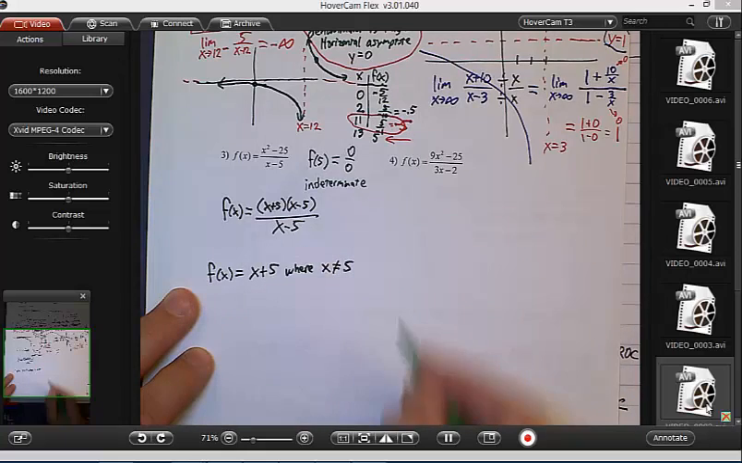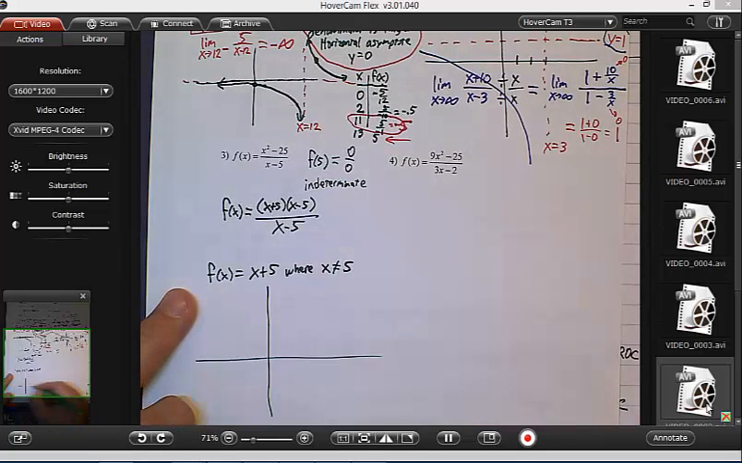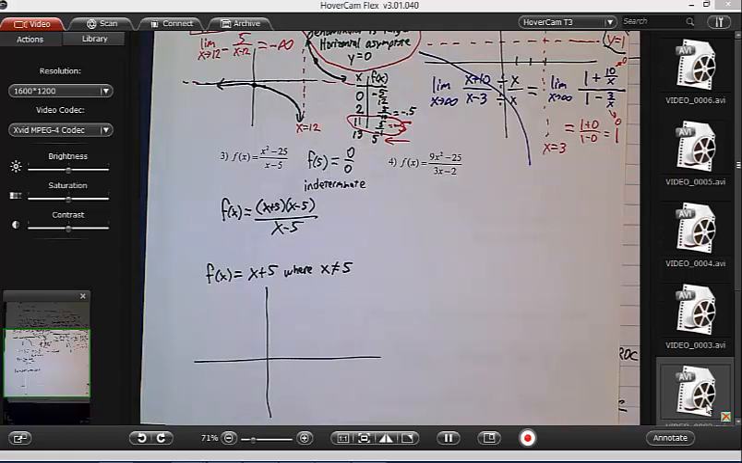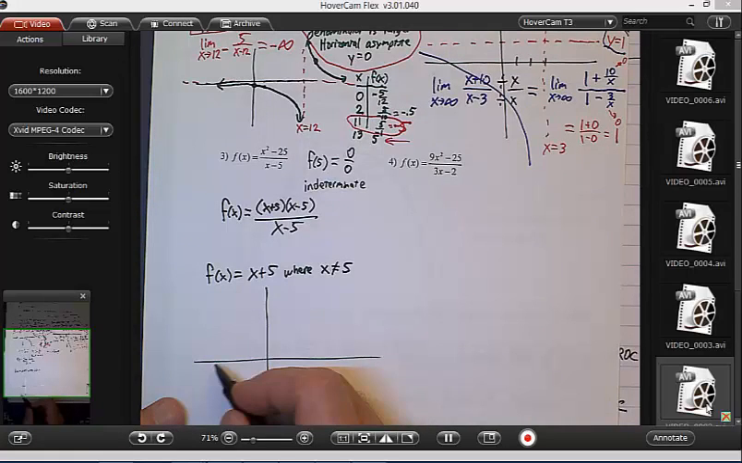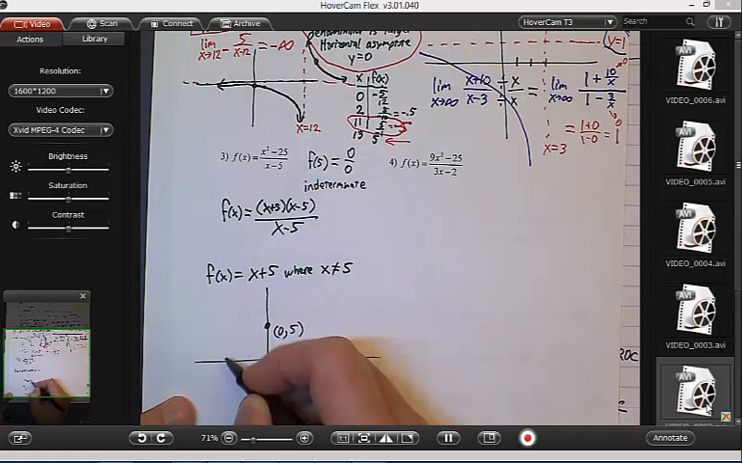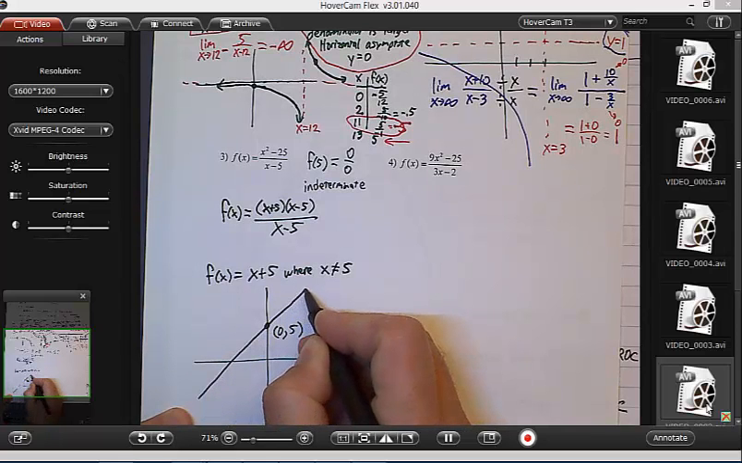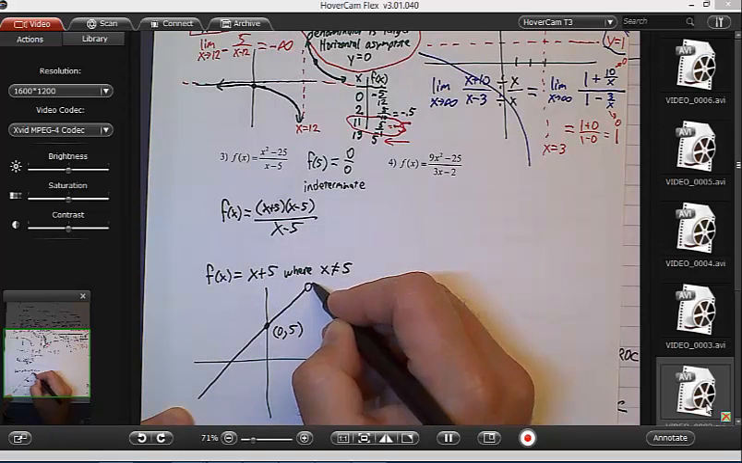5. That's kind of part of the domain. And so this particular problem, you don't have any horizontal or vertical asymptotes. As a matter of fact, if you graph it on a graphing calculator, it's going to be a line. So the y-intercept is 5. Here's (0, 5). The slope is 1. So it looks like this. The only thing is, when you get to this point, there'd be a hole.